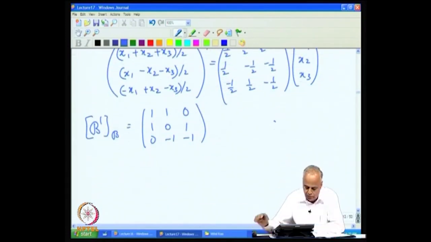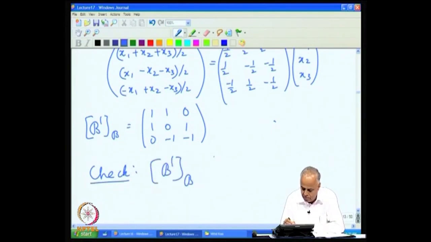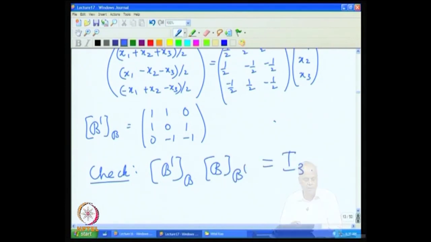Now, all we have to do is check that this B prime B we have got, together with the B B prime that we have above, gives us the identity matrix. It is easy to check this, it is just a matrix multiplication, and we can verify that this is indeed true.